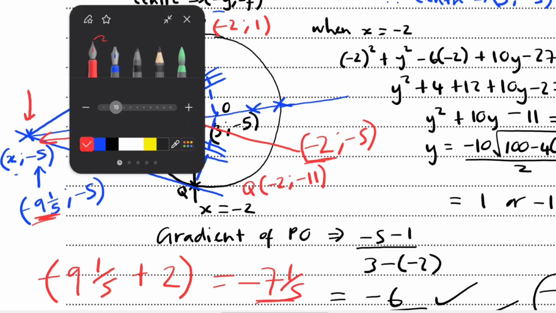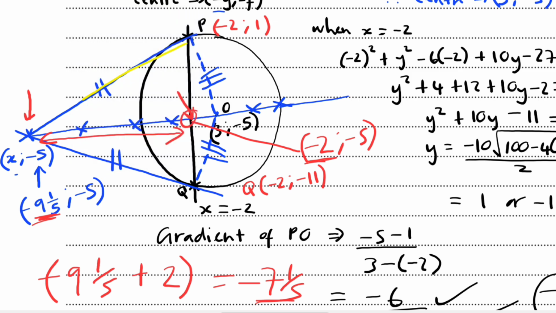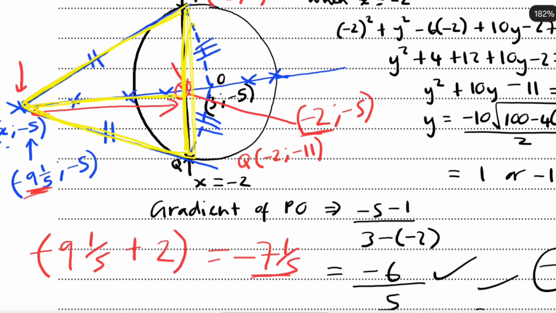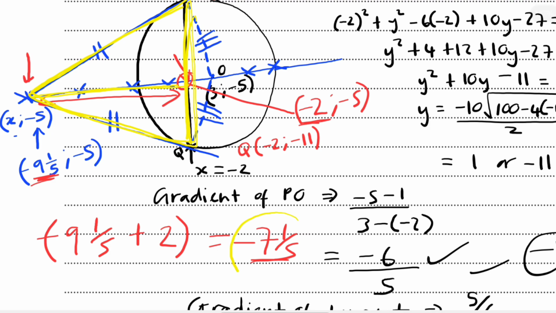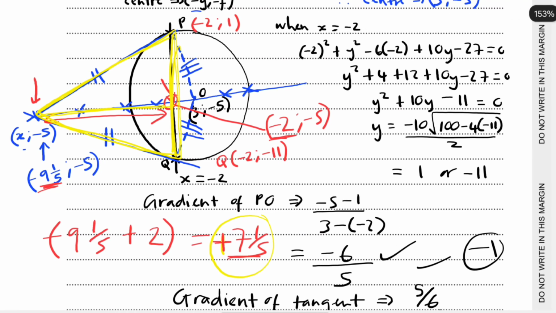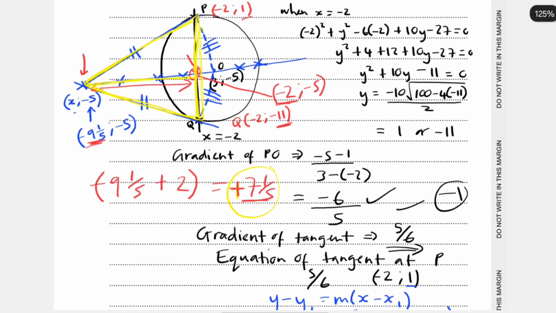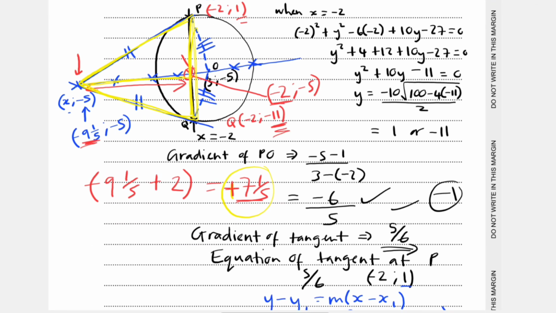Because what we want to do now is to get the area of this triangle, right? So we're going to use this as the height and this as the base. So now we found out that the height is 7, because it should be positive, is 7 and a fifth, and the base will be from minus 11 to 1. That's 12 units, from minus 11 to 1.